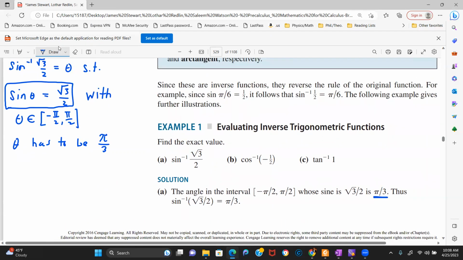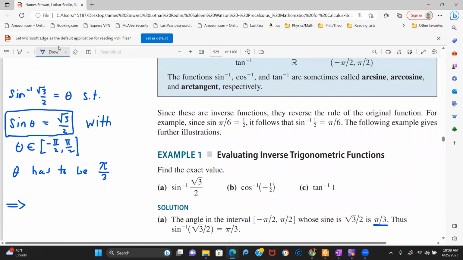So since sine of pi over 3 is equal to root 3 over 2, that implies that sine inverse of root 3 over 2 is equal to pi over 3.